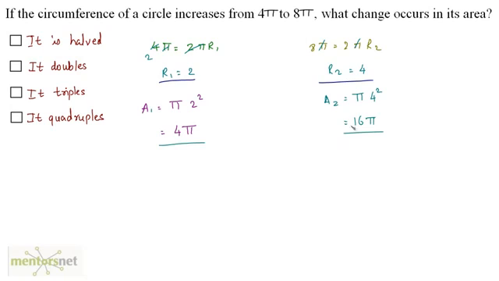So how much has the final area become of the initial area? Well, a2 can be written as 4 times a1, right? 4 times 4 pi will give you 16 pi. So the area has quadrupled. Option D.